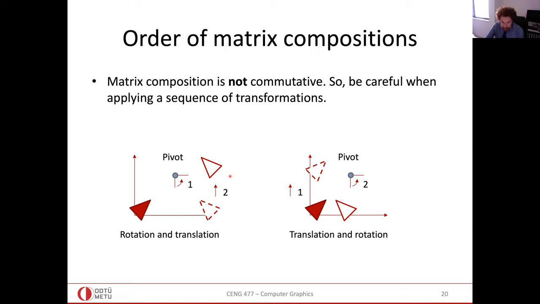Solid lines. Now I will first do the same amount of translation, okay, same amount, but the order is different. So it comes here. Then I will do the same amount of rotation. So this angle and this angle are the same. And from here, if I rotate this dashed triangle around the pivot alpha degrees, it will come to this configuration, which is different from the one I obtained with a different order of transformations. So I conclude that matrix composition is not commutative. You cannot say that AB is equal to BA. So be careful when designing your sequence of transformations.